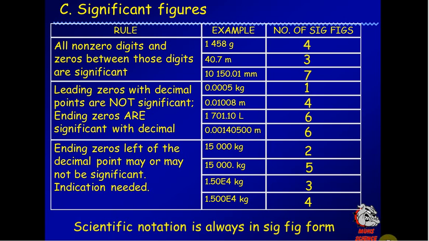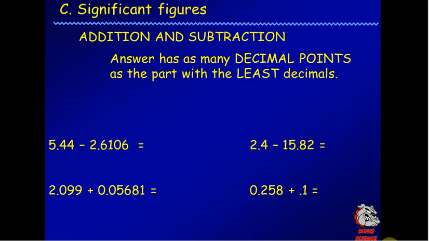So what we want to do is look at some addition, subtraction rules and some multiplication, division rules. Addition, subtraction rules are actually pretty simple. The answer that you get on a calculation in addition and subtraction is only allowed to have as many decimal points as the measurement with the least number of decimal points.